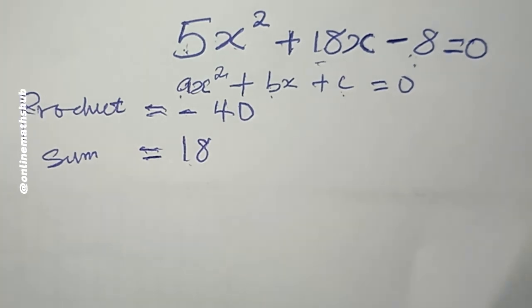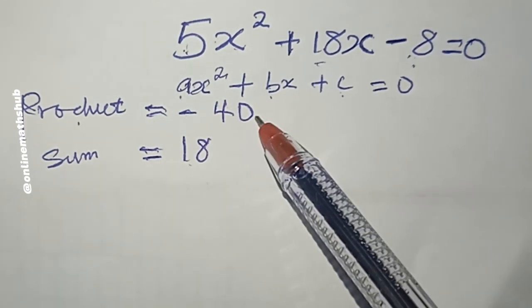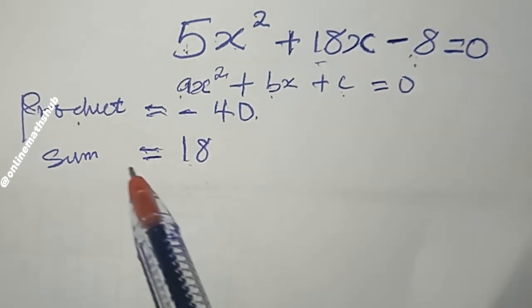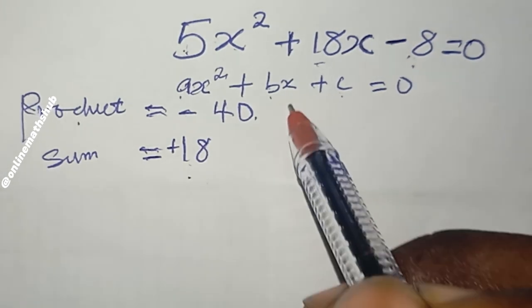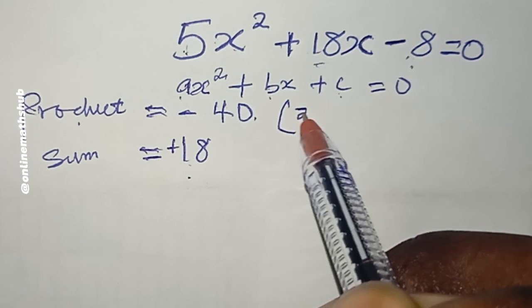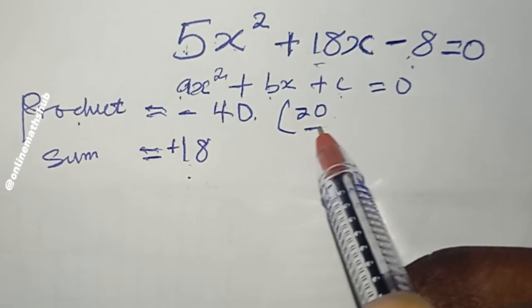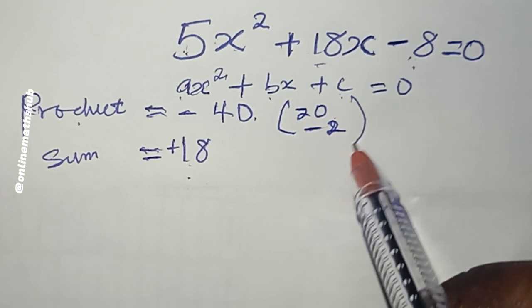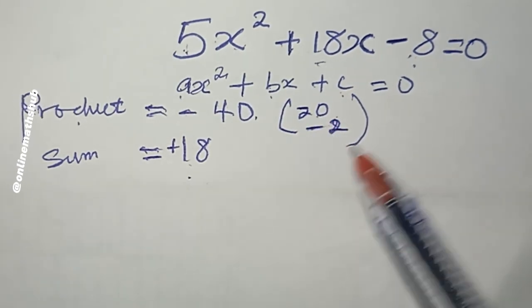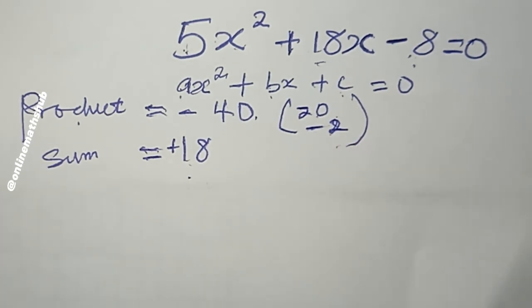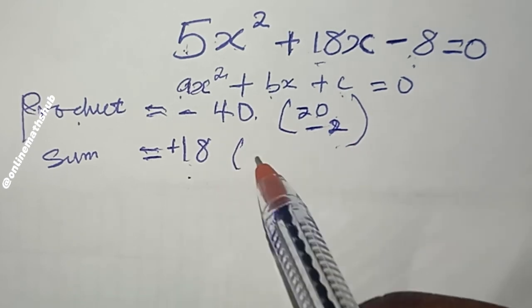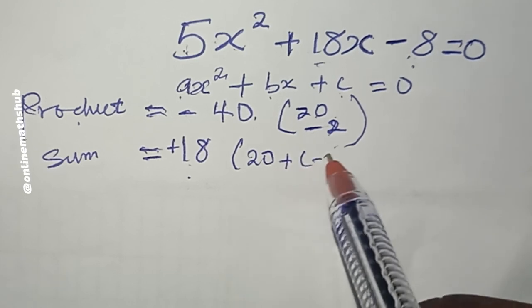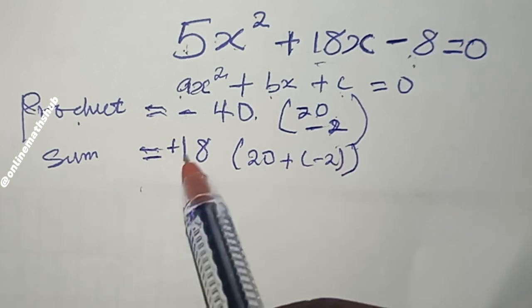And so you find two numbers that when you multiply them, that is the product right here, it gives you minus 40, but when you sum them, it will give you 18. Of course, in this case it is positive 18. Okay, and these two numbers are positive 20 and minus 2. So you discover that positive 20 multiplied by negative 2 gives you negative 40, and when you sum both of them, 20 plus negative 2, it also gives you positive 18.